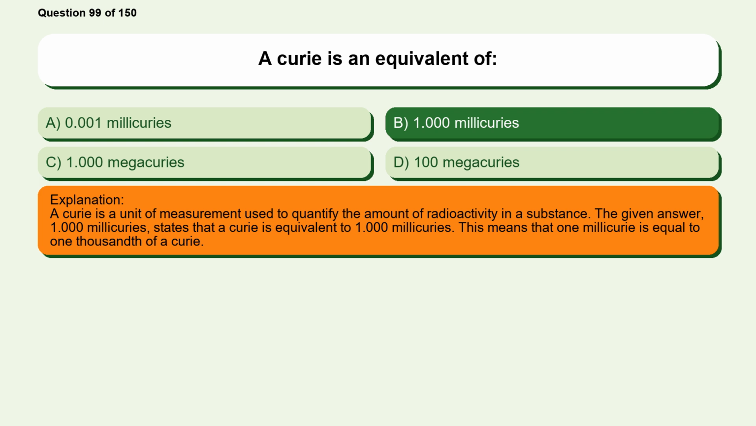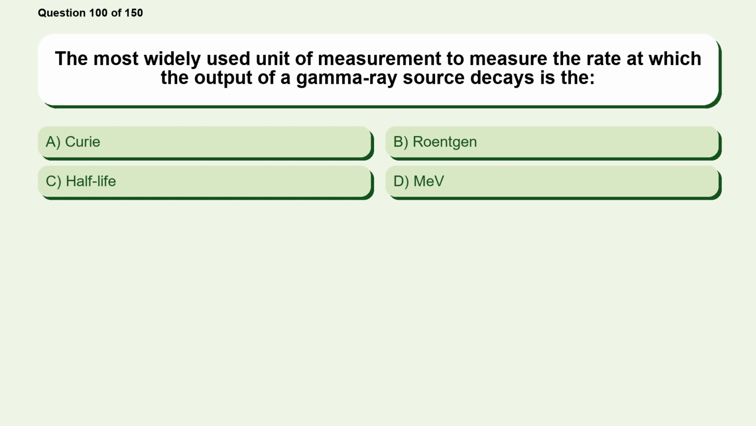This means that 1 millicurie is equal to 1,000th of a curie. Question 100. The most widely used unit of measurement to measure the rate at which the output of a gamma-ray source decays is the Option A, curie. Option B, Röntgen. Option C, half-life. Option D, MeV. The correct answer is Option A, curie.